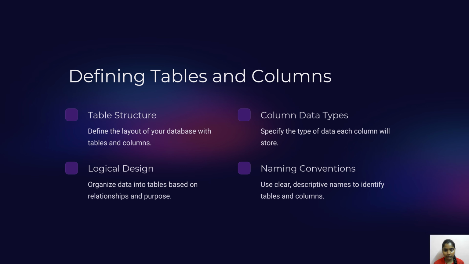Defining table and column. Table structure: defining the layout of your database with the tables and columns. Column data type: specifies the type of data each column will store. Logical design: organize data into tables based on relationships and purposes. And the last one is naming conventions: using clear, descriptive names to identify tables and columns.